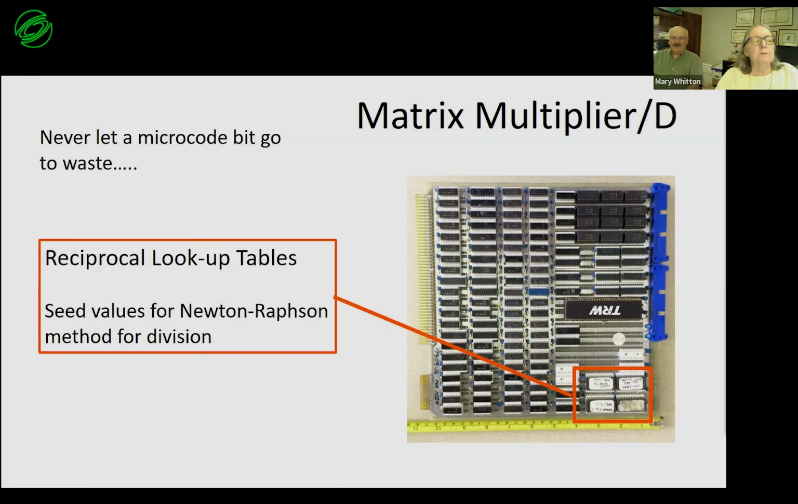And we never want to let a microcode bit go to waste or a few square inches on a circuit board. So to improve the performance of reciprocal lookup and to support perspective division, we added this reciprocal lookup to get seeds for the Newton-Raphson method. We didn't waste that bit. We didn't waste that space on the board.